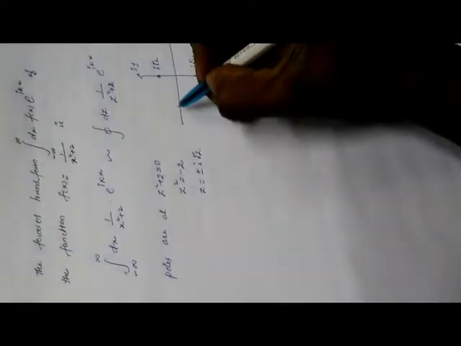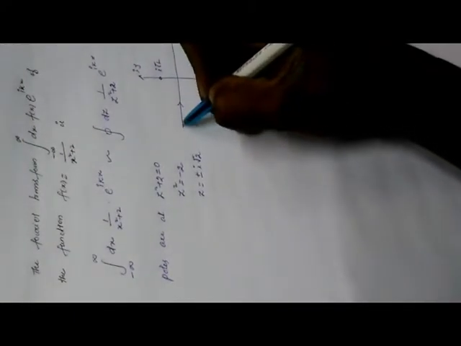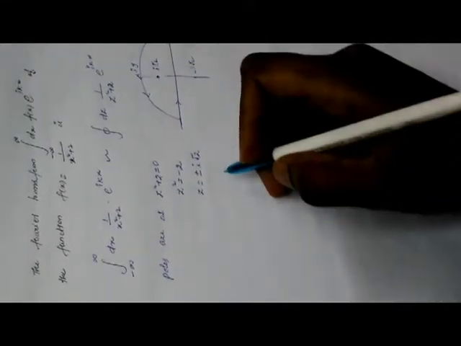If you draw the complex contour, this is the real axis x, this is the imaginary axis iy. Your poles lie exactly on the imaginary axis. Take your contour from here to here, then rotate in the clockwise direction and finish it. So there is one pole inside.